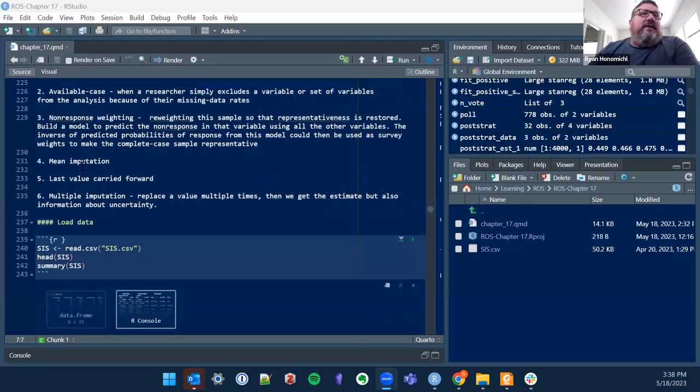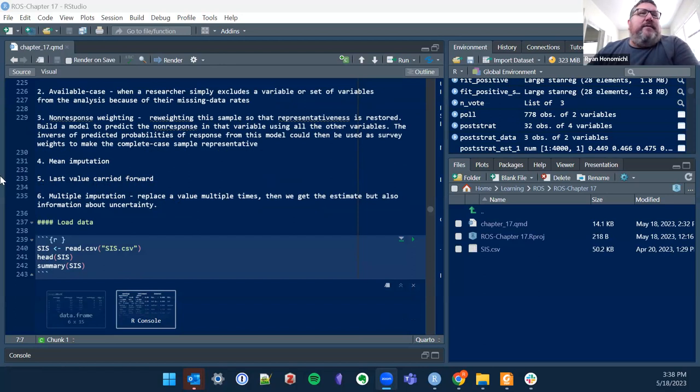So last value carried forward is basically, let's say there's four time points and participant I has finished the first three, but the last one is missing. So we just take the value from their third completion and fill it in there.